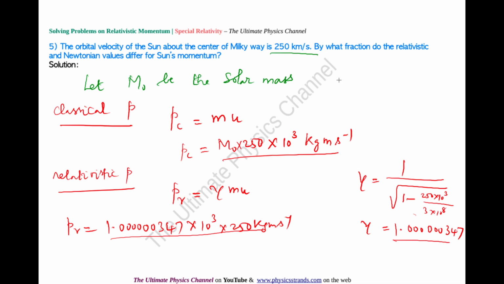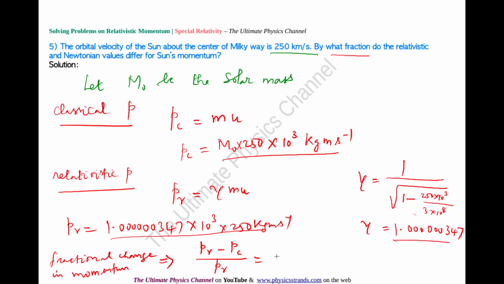So I say that the difference in this case is a fraction they're asking, right? By what fraction these values are changing. So I say the fraction by which the momentum changes. So fractional change in momentum is, PR is higher, PR minus PC over PR.